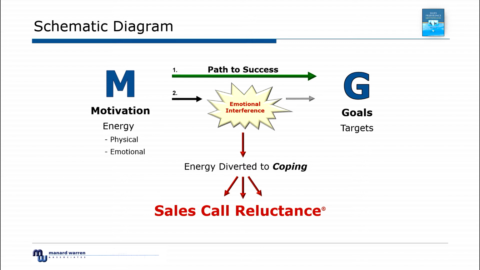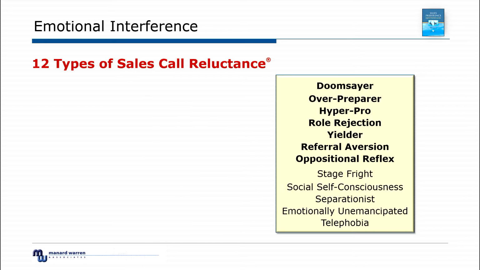In the case of call reluctance, you always want the lower the score, the better. You want your score to be as close to 0 as possible with call reluctance. On the other hand, you want your motivation score to be as close to 100 as possible. You want your goal score to be as close to 100 as possible. Now let's look at the 12 types of call reluctance.